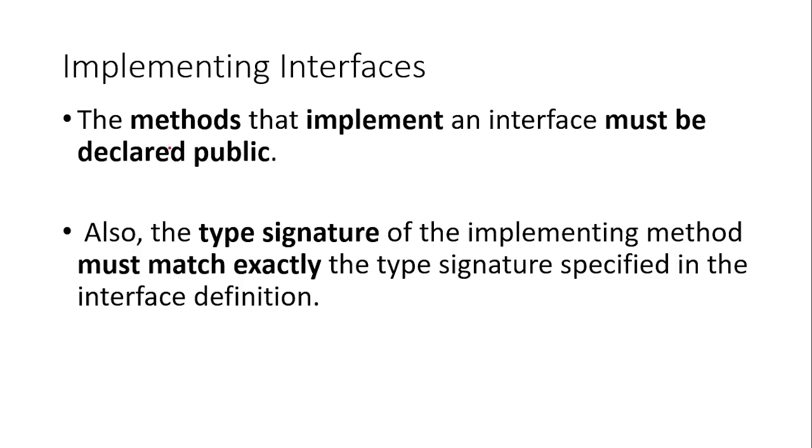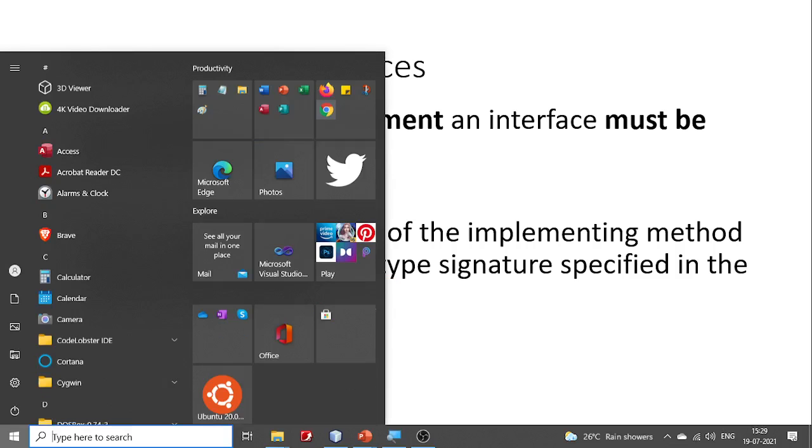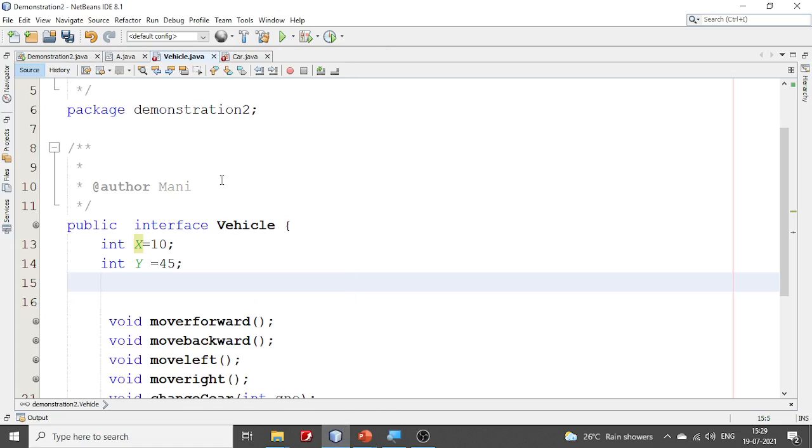Now, another important thing is the methods that you implement must be declared as public. That is obvious, because you know very well in the interface all the methods are public, and that's why they must be available. And the other very important thing is the type signature must match exactly with that of the interface. What is the meaning of it? I'm going to talk about this particular thing.